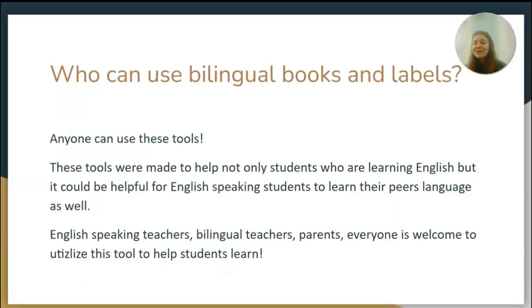Next, who can use bilingual books and labels? Bilingual books and labels were meant for everyone. There is not a specific group where you can't use it, only they can. There's not an issue with this. Anyone is able to use it. Teachers, parents, anyone. Whether you're an English speaking teacher who is teaching students who are trying to learn English, or you're a bilingual teacher helping out that teacher, helping the students learn English. Anyone is able to work with these tools. These tools are designed to set up students for success.